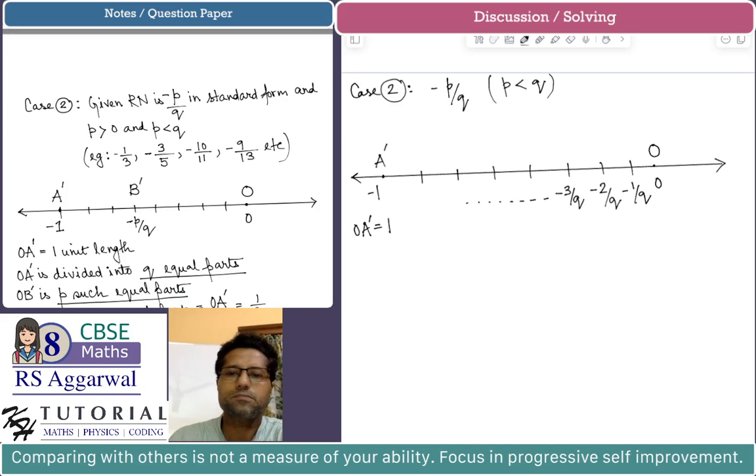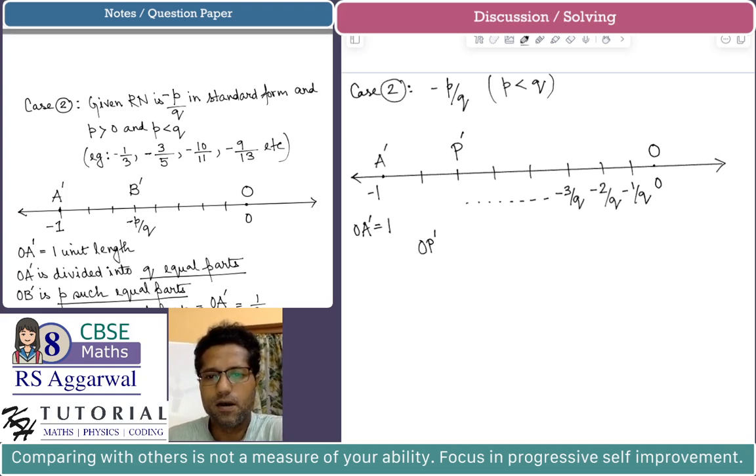Somewhere in between O and A dash there will be a point, let's say P dash, where the length of OP dash will be equal to P such equal parts. OP dash will represent P such equal parts.